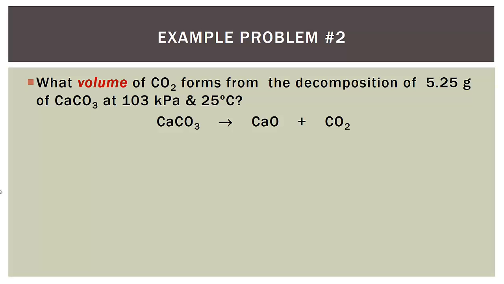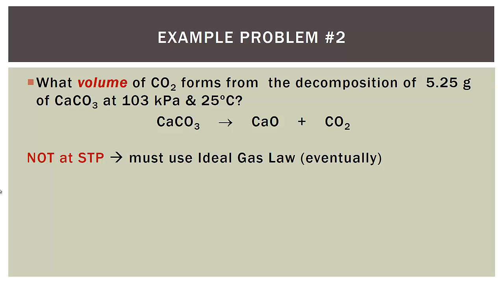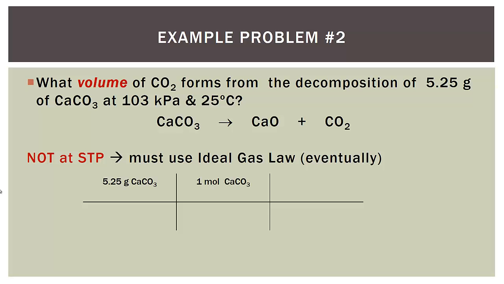So there is our decomposition. Remember, calcium carbonate breaks down to calcium oxide and carbon dioxide. And we're going to eventually use the ideal gas law. But let's start with what they give us. What we know is we have 5.25 grams of calcium carbonate, and we eventually want to get to carbon dioxide. So let's do that conversion first. 1 mole of calcium carbonate weighs 100.09 grams. And then finally, we know from our formula it's a 1-to-1 ratio. So we end up with moles of CO2.